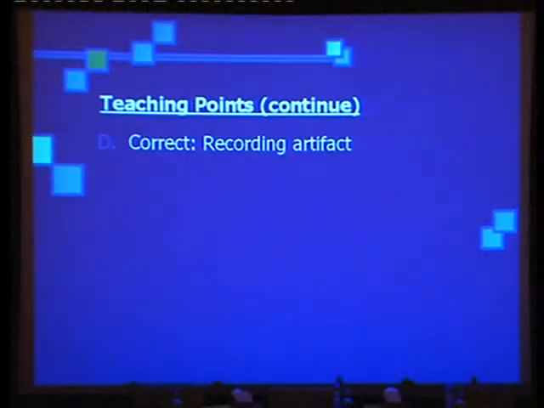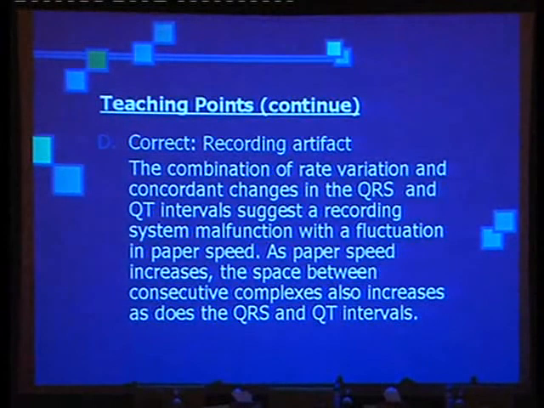So I just want to read for you the correct answer here. It is a recording artifact. When he took the ECG, he changed the speed from 25 millimeters per second to 50. So we see this enlargement. So it is not oversensing. It is not like miscapture, okay? The combination of the rate variation and concordant changes in the QRS and QT intervals suggests a recording system malfunction with fluctuations in the paper speed. As paper speed increases, the space between consecutive complexes also increases, as do the QRS and QT intervals.